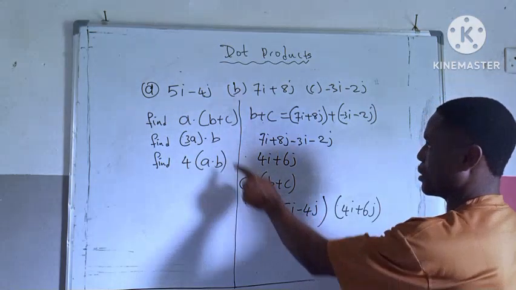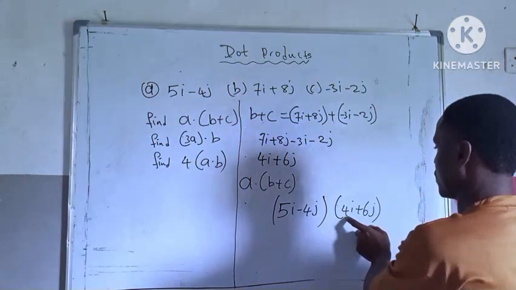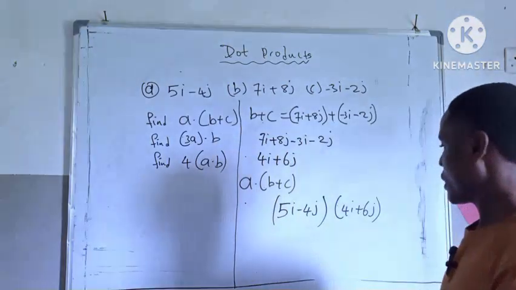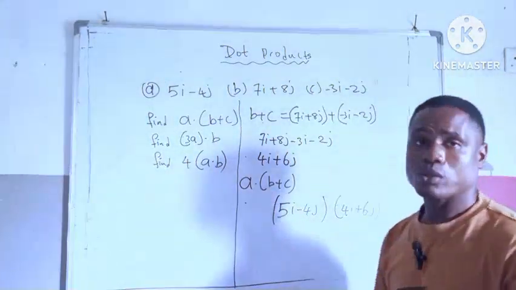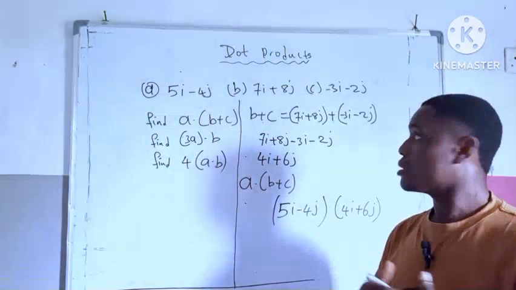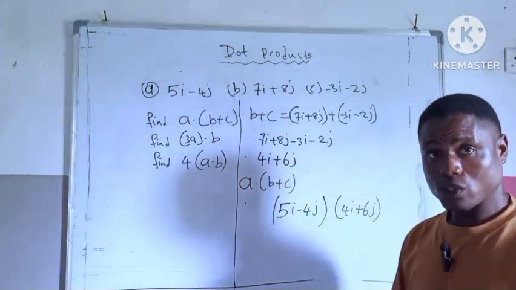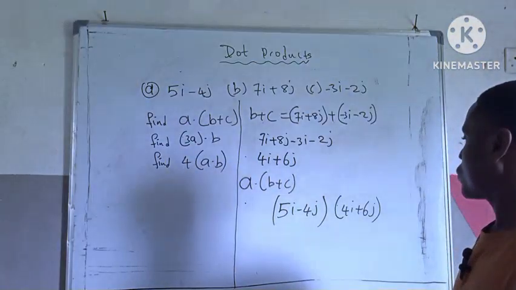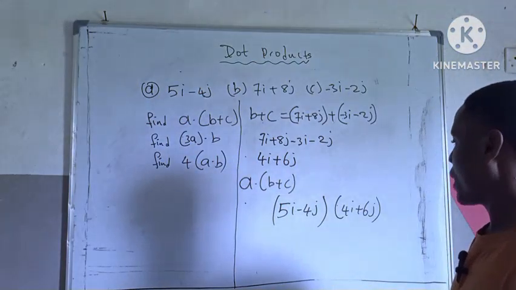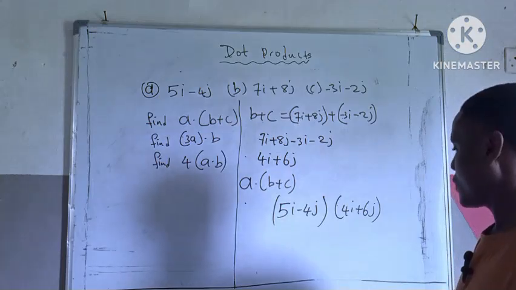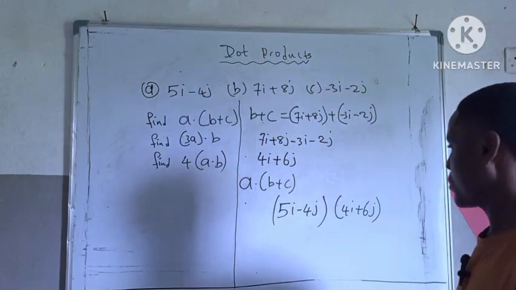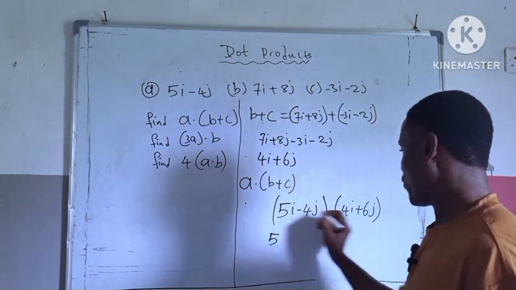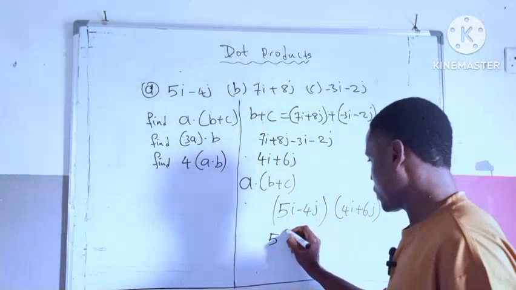These are the values of a, then these are the values of the addition we just solved. I know that dot product means multiplication. We've done it before now, right? So what you need to do is multiply by collecting like terms. So we have 5i and 4i here, and we are multiplying these two.